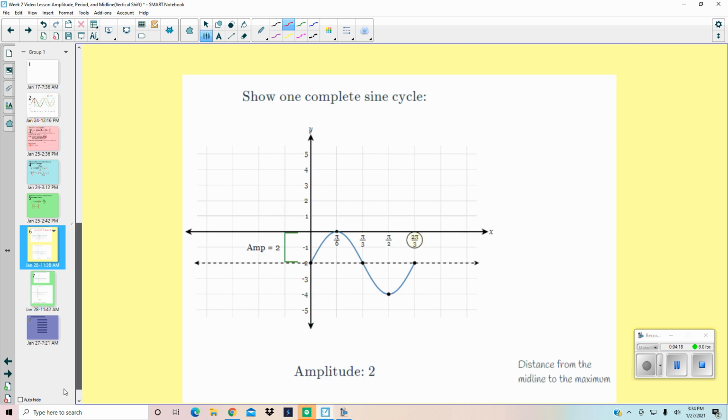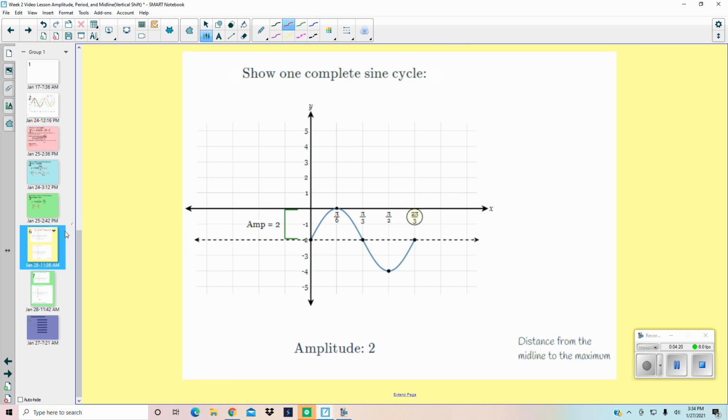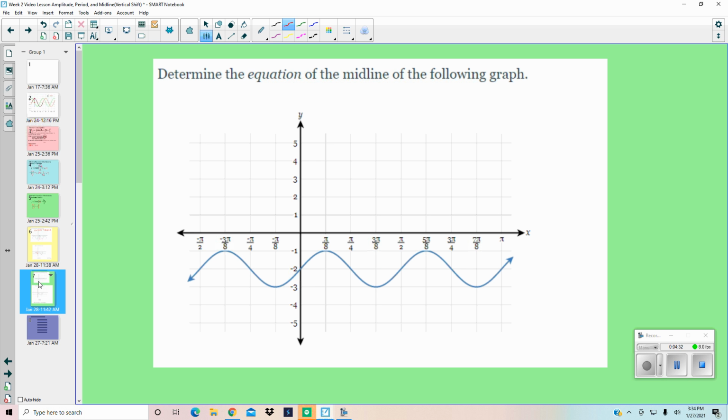And I would just want to show you how the solution is written in Delta Math. So they show you the high and the low, and then that distance is half of it. All right, so then they're going to ask you for the midline. Midline is also like, how is it shifted vertically? And what horizontal line cuts the whole graph in half?